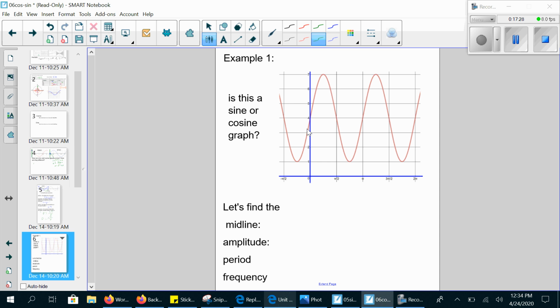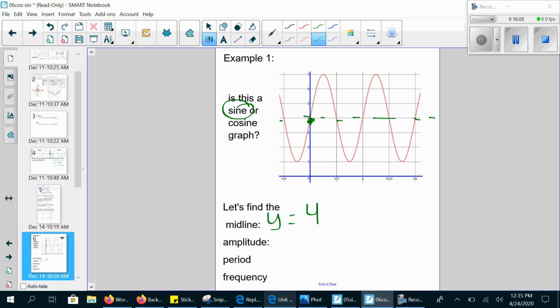So looking at example 1, let's start by saying, is this a sine or cosine graph? And we can look at where we're crossing the y-axis. We're crossing it at 4 here. If we look at this pattern, are we crossing at the maximum, the minimum, or the midline? Well, we're crossing at the midline, so that means that we have a sine graph. So let's find the midline. Just based on the fact that that's where we're crossing, we can already say that the midline is at y equals 4. But let's just double check that.